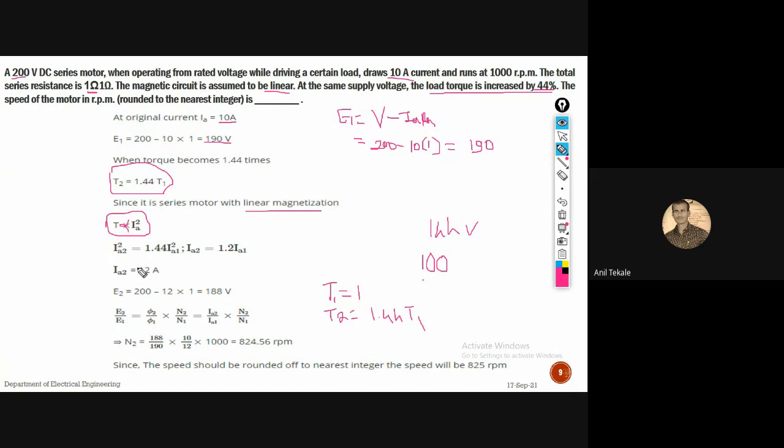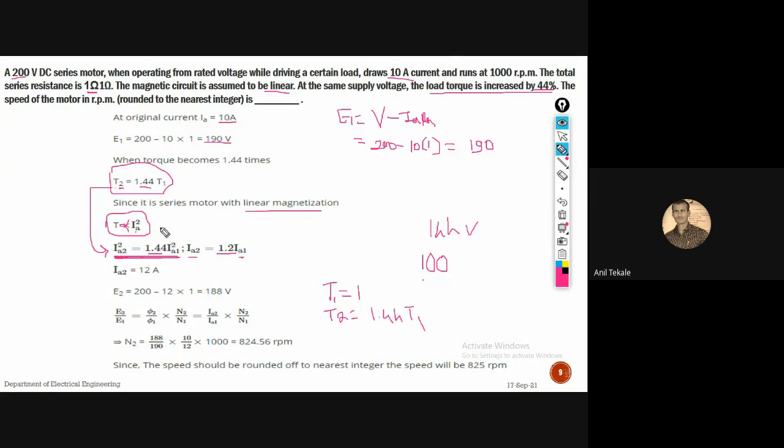Okay. So here we know that this T2 we can write this way. We can replace T with Ia, so wherever T2 is there, we will consider it as Ia2 square. In this equation we will replace Ia square instead of T. So here 1.44 Ia1 square. Now we will take the square root of both sides. This side we will get Ia2. The square root of 1.44 is 1.2, and the square root of Ia1 square is Ia1.